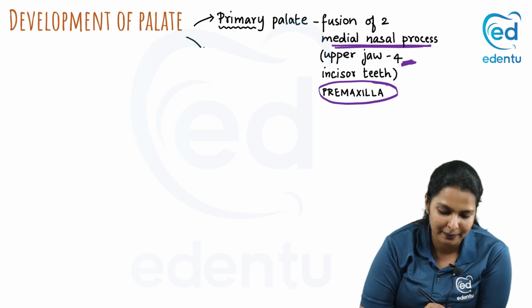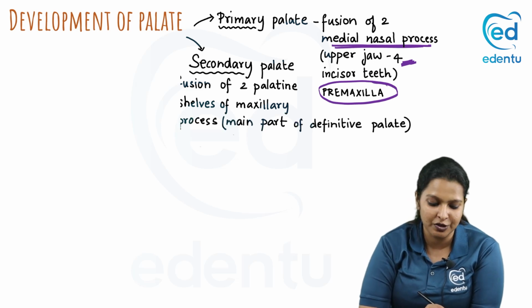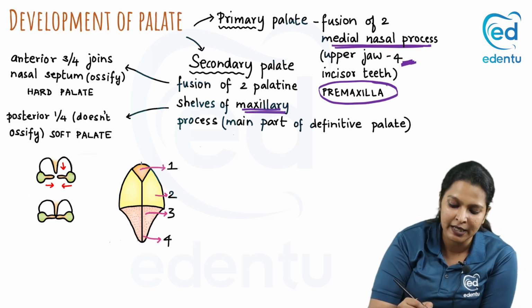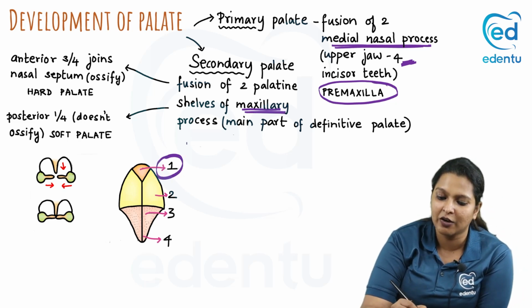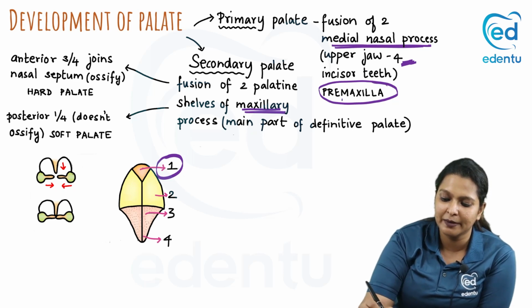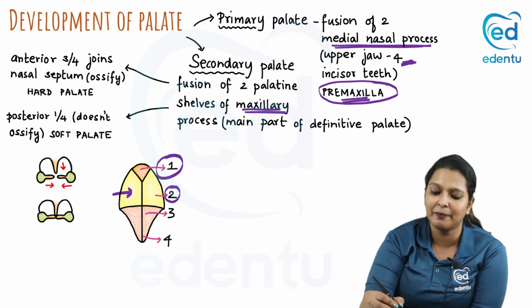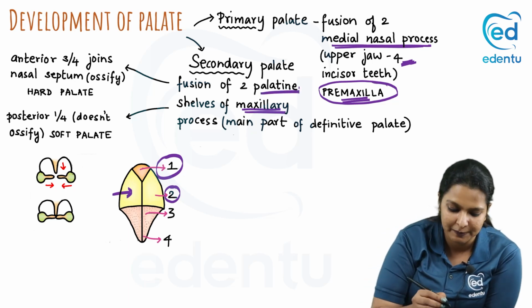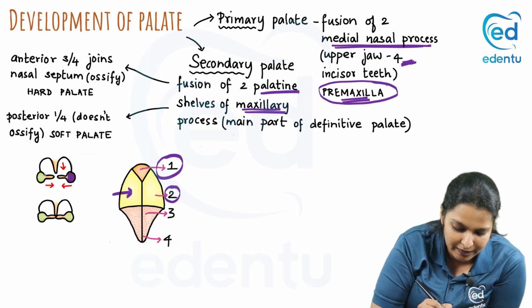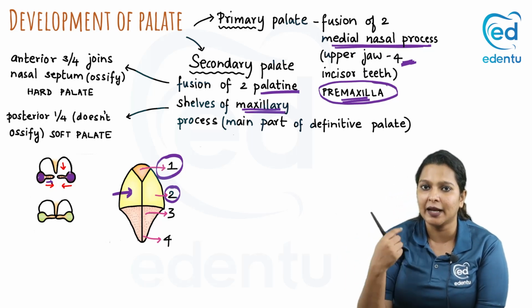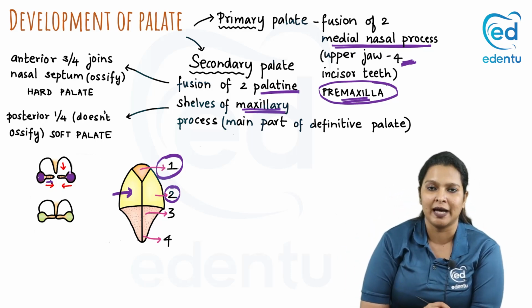And then we have the secondary palate. Okay, this is formed by the fusion of palatine shelves of the maxillary process. I'll say again, this structure labeled as 1 here is called the primary palate that forms the premaxilla. And this structure labeled as 2 on either side, this is called the palatine shelves of the maxillary process. So let's assume this region to be the maxillary process. The projection towards the midline, this part is called the palatine shelf of the maxillary process. They have to come from either side and meet at the midline. So that's how the secondary palate is formed.